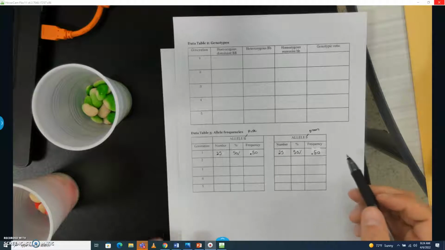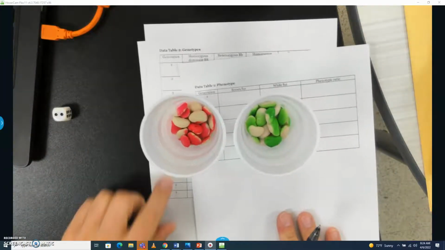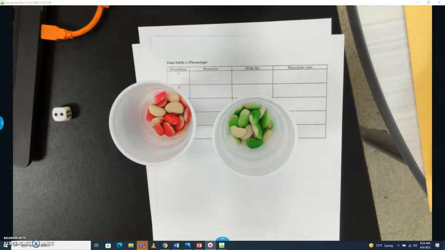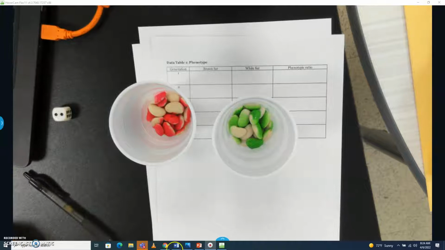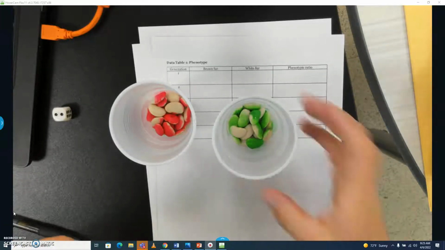All right, so let's find out how to proceed from here. Okay, so we got our alleles. We have data table 3, our first generation filled in. Now how do we actually start proceeding with the lab from this point? Well, the first thing I'm going to do now is take all my beans and put them into this bag.